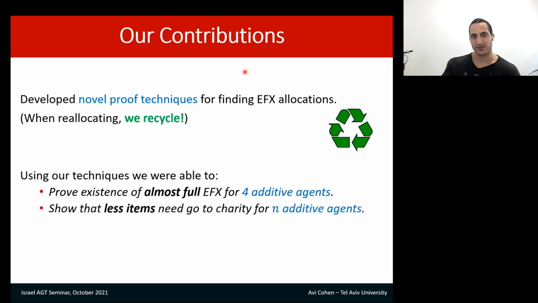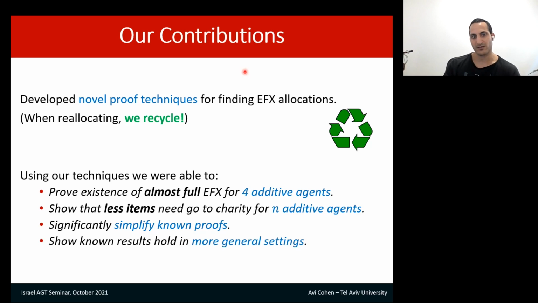We show that fewer items need to go to charity when there is an arbitrary number of agents. And we simplify known proofs for EFX results and show that known results for additive agents hold in a more general setting, a broader class of valuations that goes beyond additive. By fewer items, you mean fewer than n-1? Yes, n-2. But I will show the theorems on the next slide.